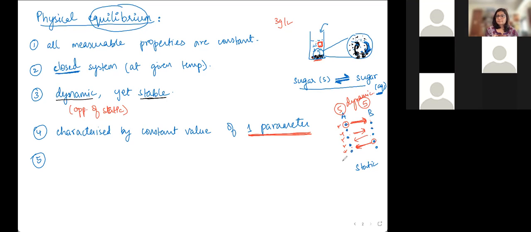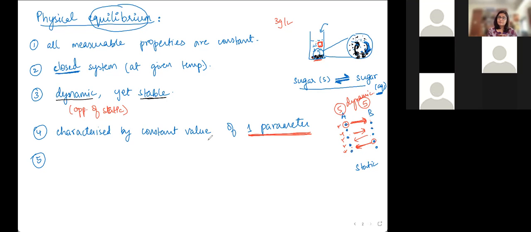Ma'am, can you explain the fourth one also again? Yeah. Rishit, does that make sense? Got it? Yeah, ma'am. So basically, there is an exchange, but you cannot notice it because it's equal. Yes, absolutely. That is what equilibrium is.